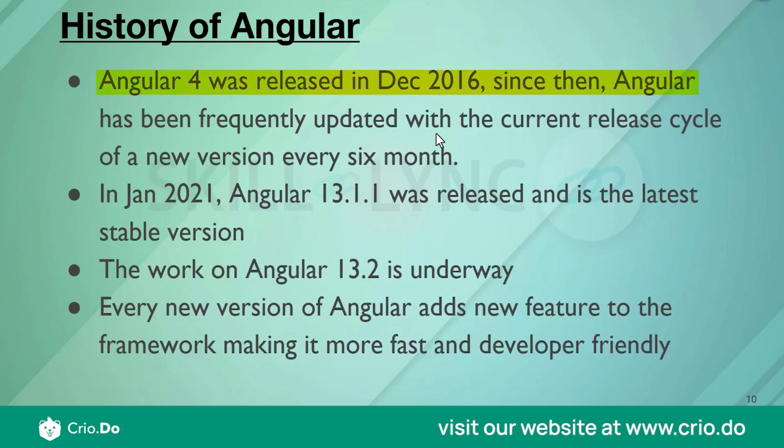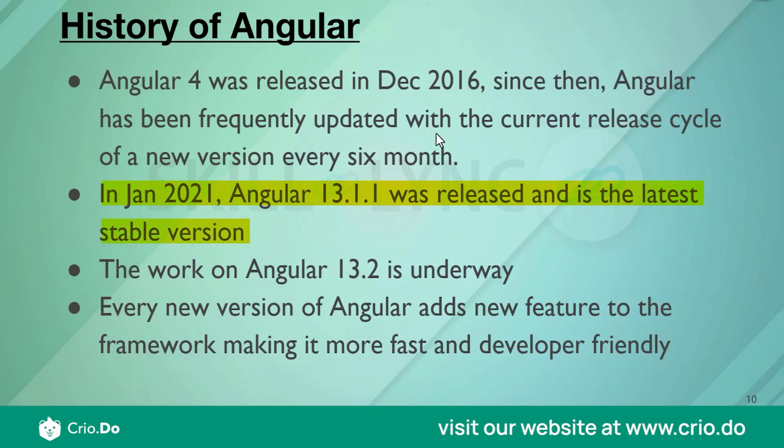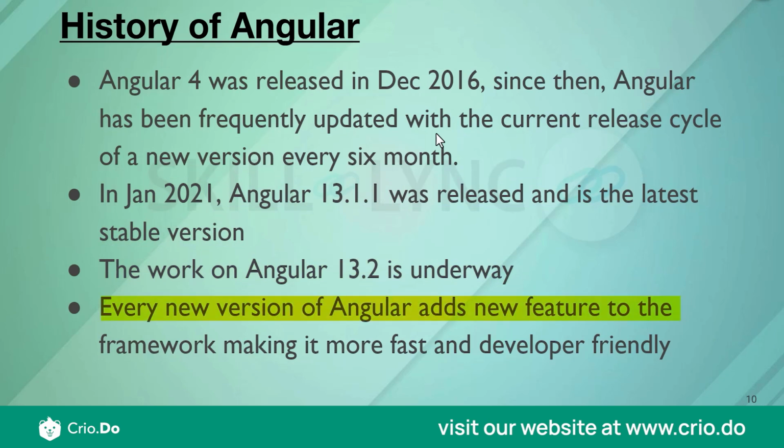So going ahead, Angular 4 was then updated and released in December 2016. And after December 2016, Angular has been frequently updated with a new version being released every 6 months. Usually what happens is in January, one version is released, then again in June, July, the next version is released. And as of January 2021, Angular 13 was released and is the latest stable version. And the work on Angular 13.2 is underway. So with every new release, Angular adds new features to the framework and also optimizes the current features and functionalities to make it perform better.